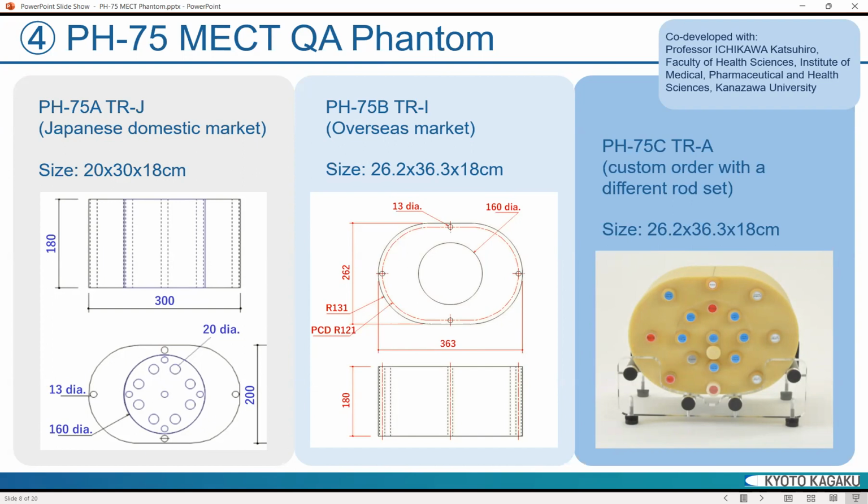And last but not least, there is the PH75C version, also known as TRA. This is a custom order with different rod sets, but the body size is the same as the PH75B. Also, individual custom orders are possible.